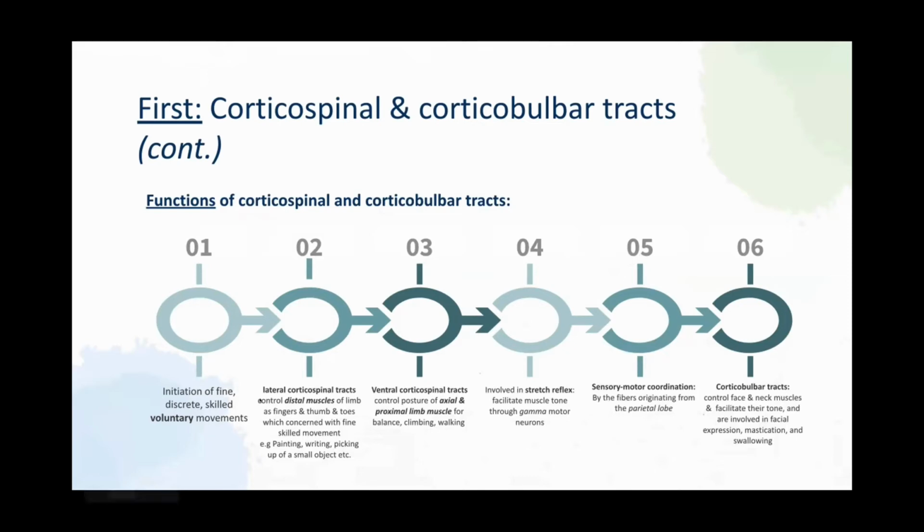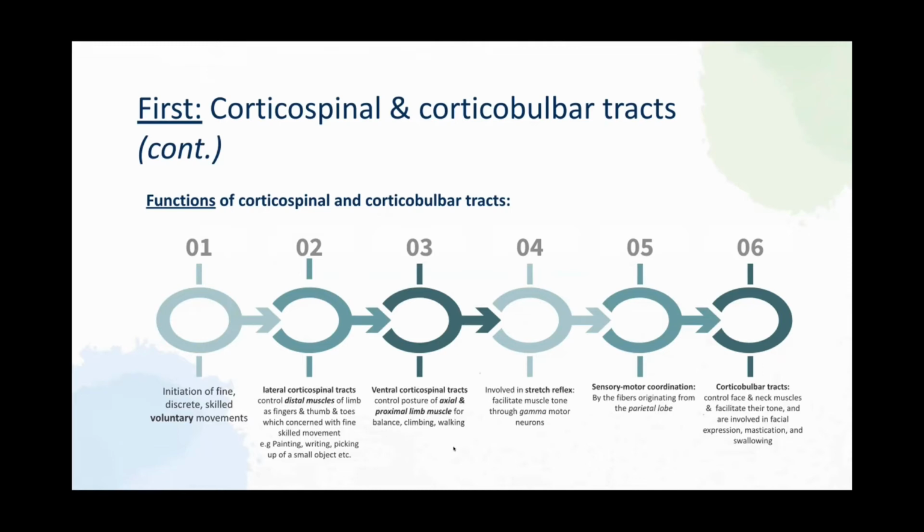Lateral corticospinal tract زي ما قلنا controls the distal muscles. فمثلا fingers, thumb, toes, concerned with the fine skilled movement. مثلا painting, writing, شيء يحتاج a lot of details. This is controlled by the lateral corticospinal tract. The anterior corticospinal tract controls the axial and the proximal muscle movement.